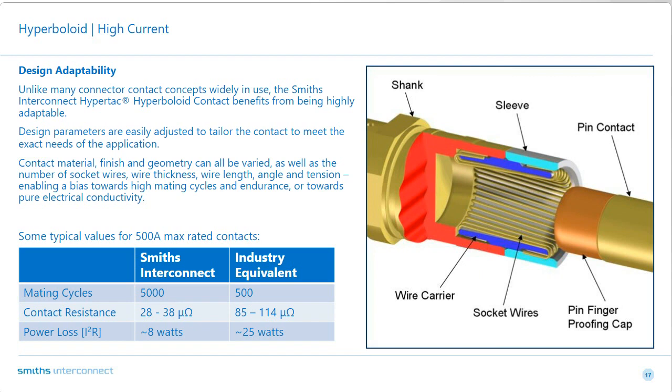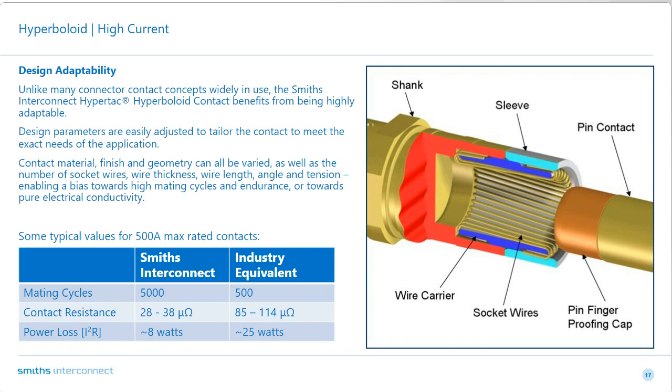Some of the typical values against industry equivalents: you can see about a 10-fold difference on mating cycles, 5,000 versus 500. The contact resistance is much lower at 28 to 38 microohms versus 85 to 114. And then the power loss, again, much lower, 8 watts to 25 watts. This means that the contact itself and the connector as a whole has less temperature that it needs to get rid of because of losses of power. But also, if you're running a battery in a vehicle, it means that you're using less of that battery capacity towards waste. It's a really important criteria.